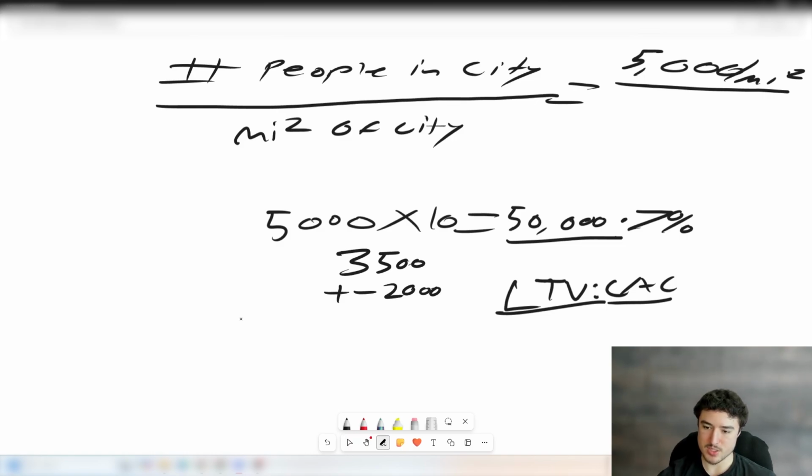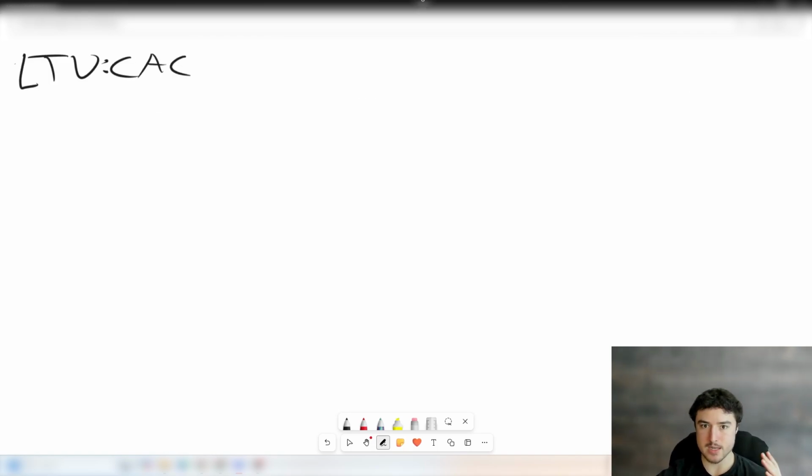Cost to acquire a customer is the average amount of ad spend that we are spending before we see a new patient come in. And lifetime value is the average amount of money that a patient will spend with you over the relationship with your practice. Let's go ahead and calculate this.